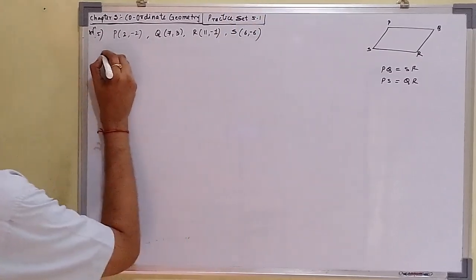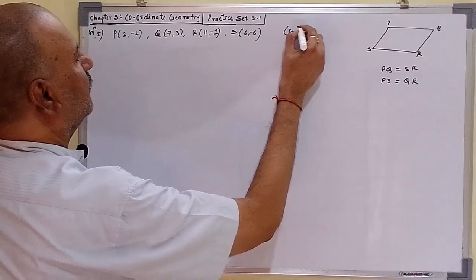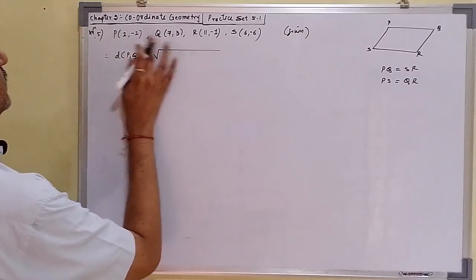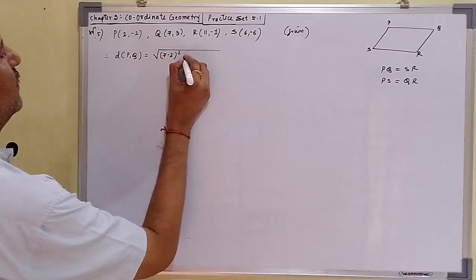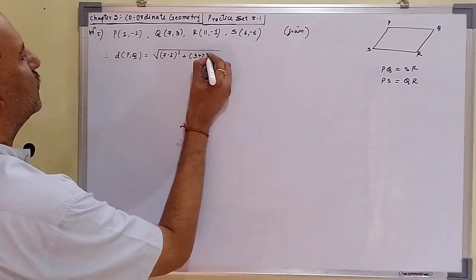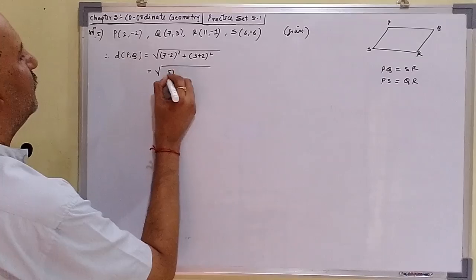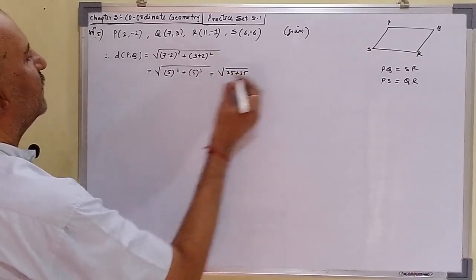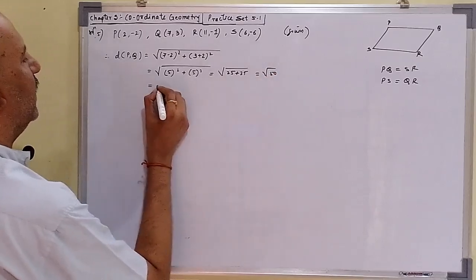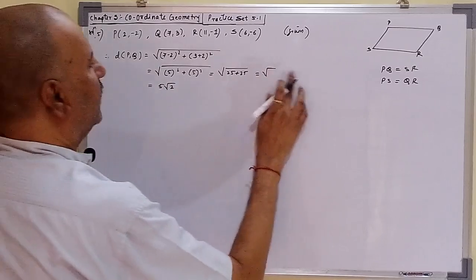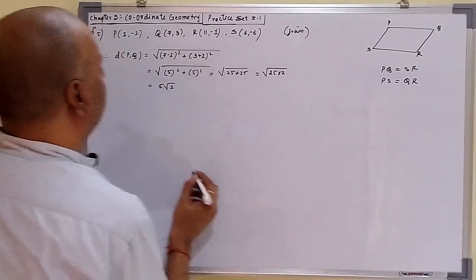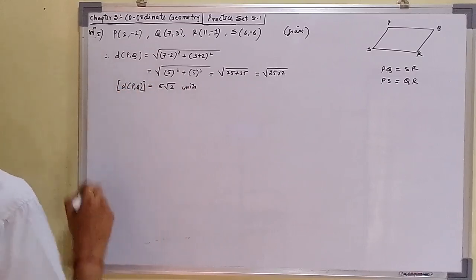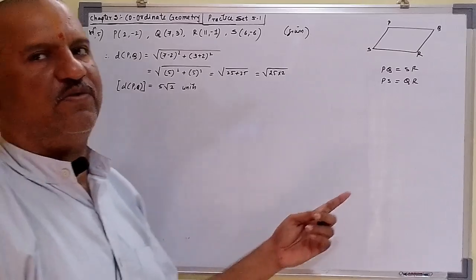Start directly, this is given. Therefore find distance PQ: square root of 7 minus 2 square plus 3 minus of minus, plus 3 plus 2 square. So this will be 5 square plus 5 square, 25 plus 25, this will be root 50. How much is root 50? 5 root 2. I write it easily as 25 into 2, you will understand. These units, this is your distance PQ.